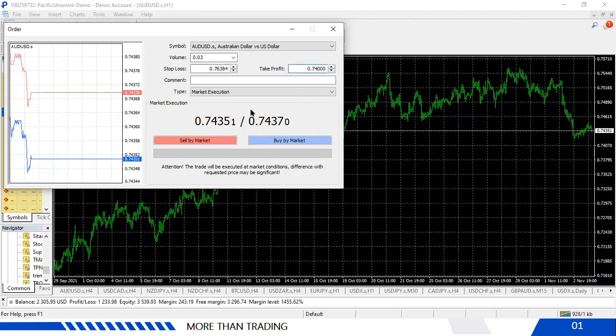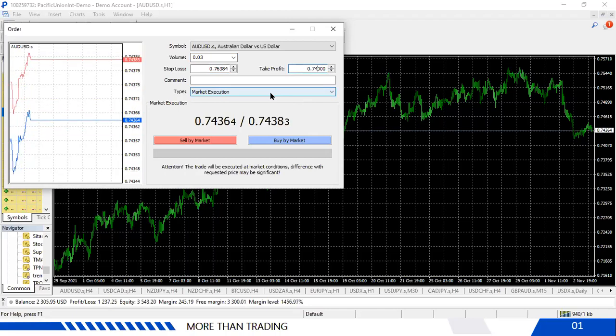Now, this is the order type, called market execution. Let's say you are given an order today, and it says instant sell, or sell at current market price, or sell now. Then you don't need to type here. Once you punch in your lot size, check your symbol, and punch in your stop loss and take profit, you can click on the order. If you want to buy, you click on buy instantly. If you want to sell, you click on sell.